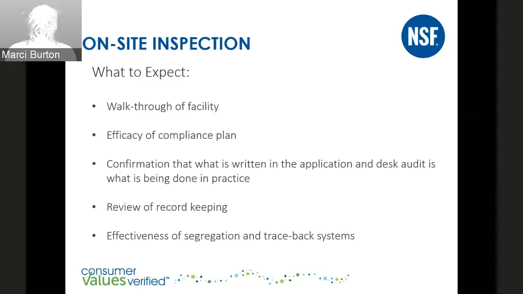And one of our third-party auditors will make a visit to your facility and just make sure what you've told us on paper is what's happening at the facility. So they'll walk through the facility, they'll look at the efficacy of your compliance plan, they do a traceback and mass balance exercise to confirm that.